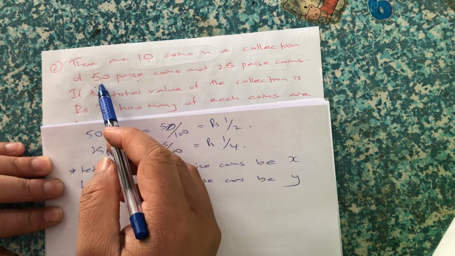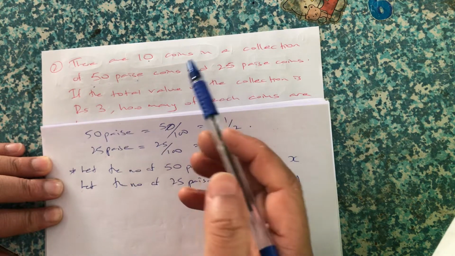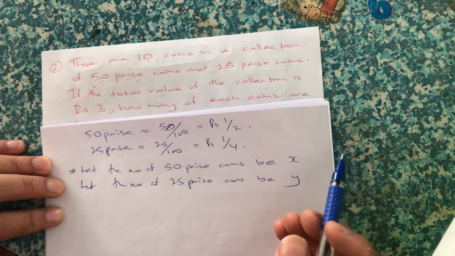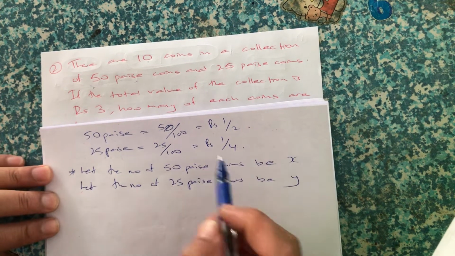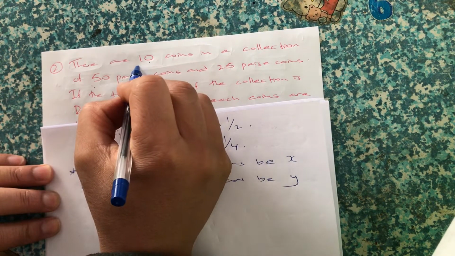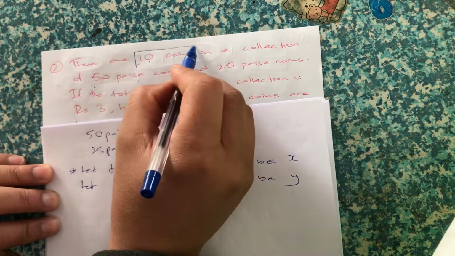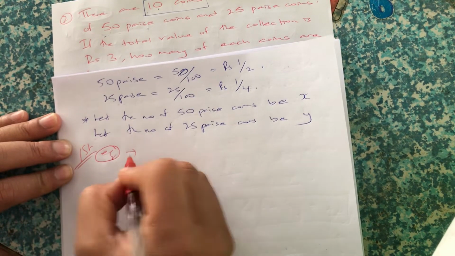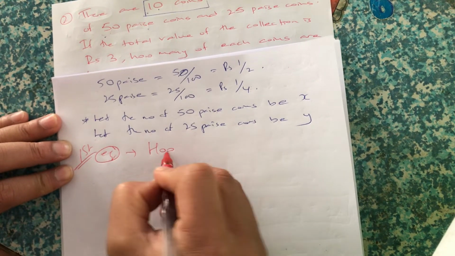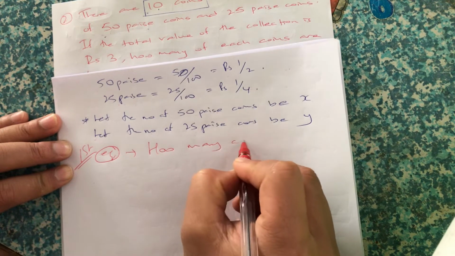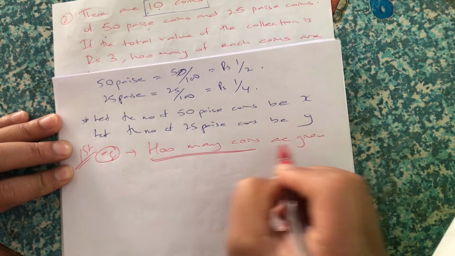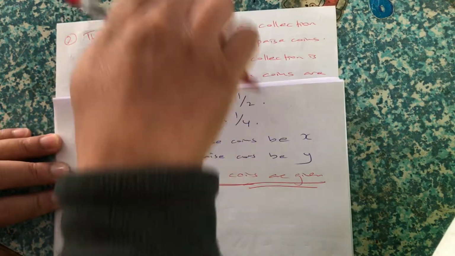If it was 25 first and 50 at the back, I would have taken 25 first as x. Whatever comes first, you take that to be x. Then it says there are 10 coins, so then you check. Okay, so in this type, the first equation will always be framed using how many coins are given. So how many coins are given in the question? There are 10 coins given.